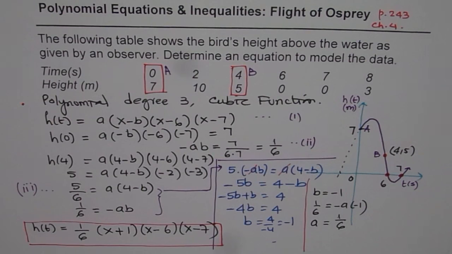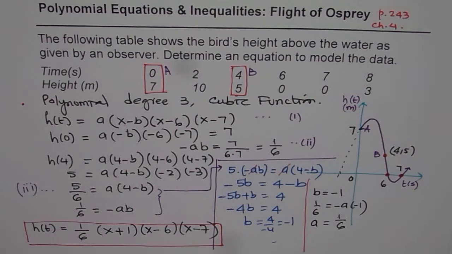And according to your model, when was the osprey more than 6 meters above the water? So, greater than 6, we can solve with this. And likewise, there are so many other questions. But all can be solved using this equation now. So the critical part here is to use 3 points from the given data and get the polynomial equation.